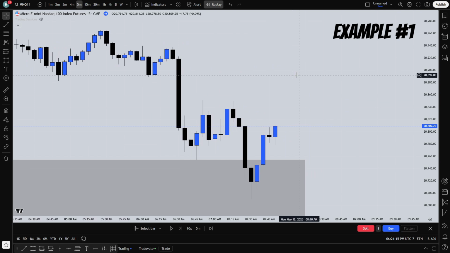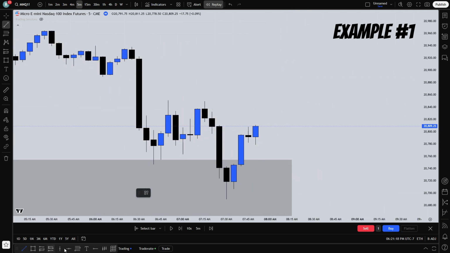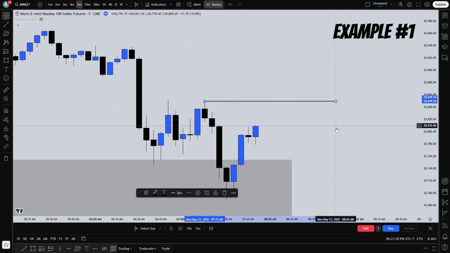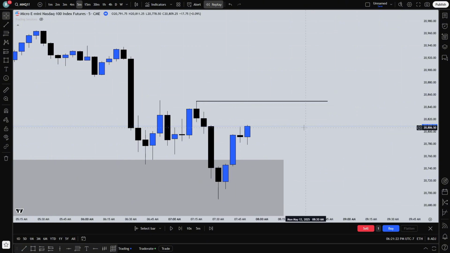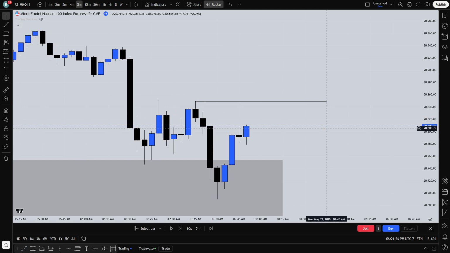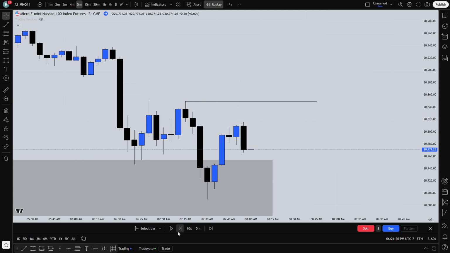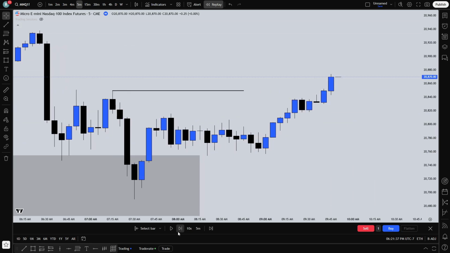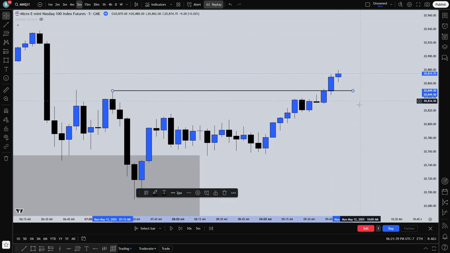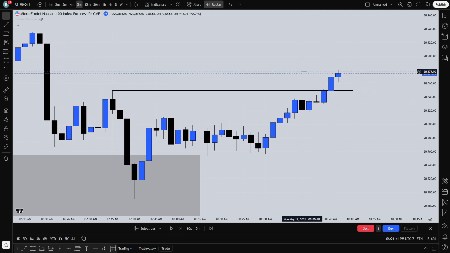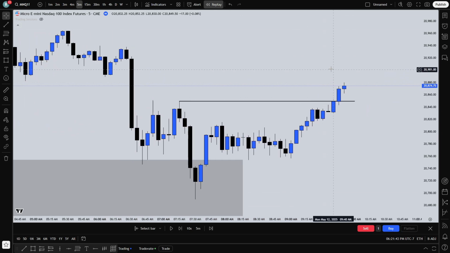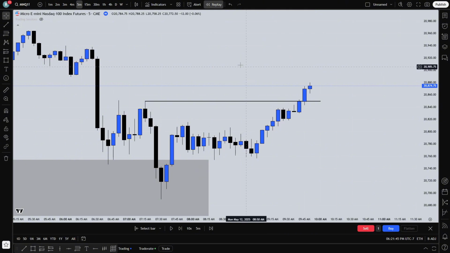What we're going to look for here is simply a close above this wick. So this is going to count as a market structure shift. If I wait for price to close above this here, right here, it actually does end up closing above this. I acknowledge this as a valid market structure shift, because it closed. Now we have bullish order flow in the markets.